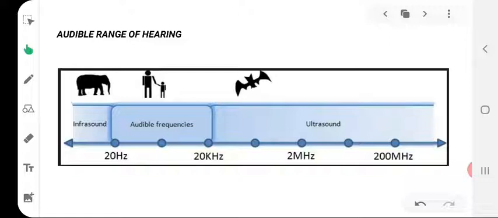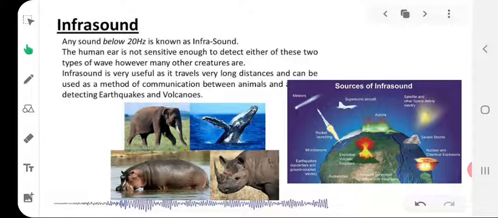Audible range of hearing. The average frequency range over which the human ear is sensitive is called audible range or range of hearing in humans. The human ear can hear sounds having frequencies ranging between 20 Hz to 20,000 Hz. These waves are called the audible waves. This range of audibility gets narrower as we grow old. In fact, children below 5 years of age can hear up to 25,000 Hz.